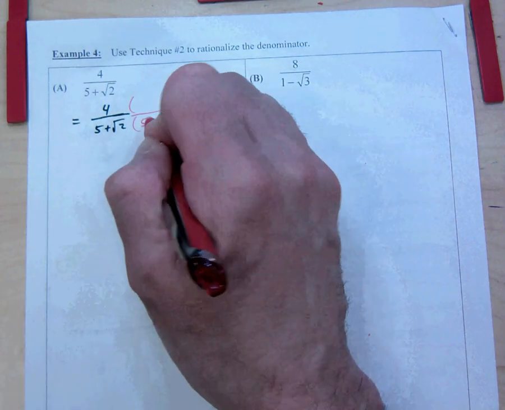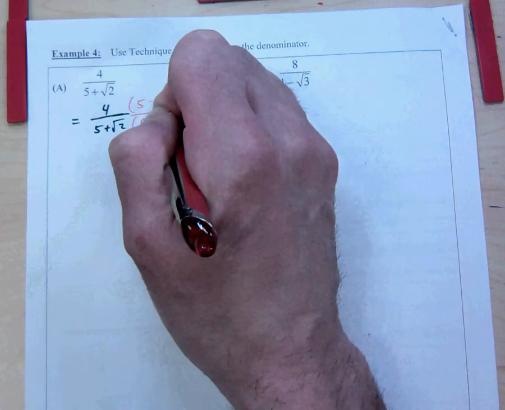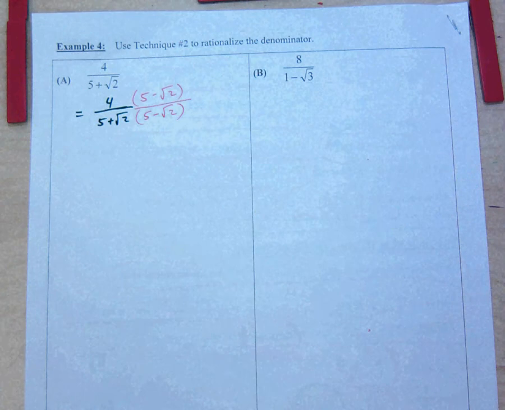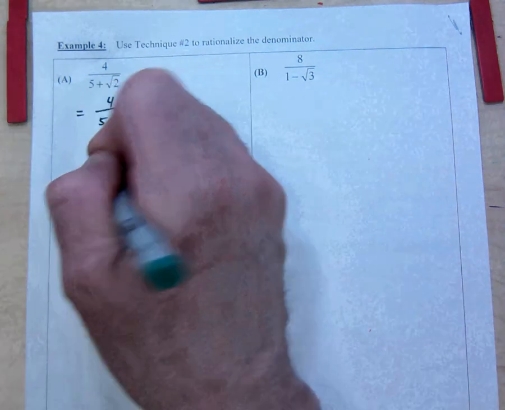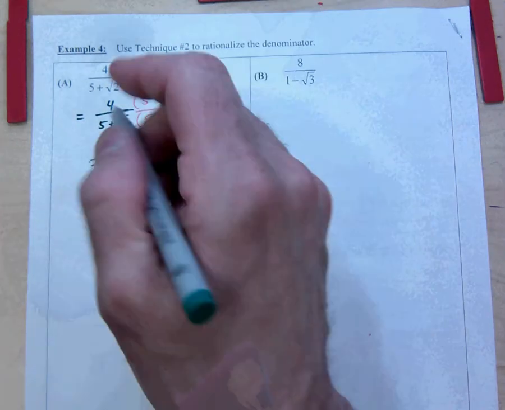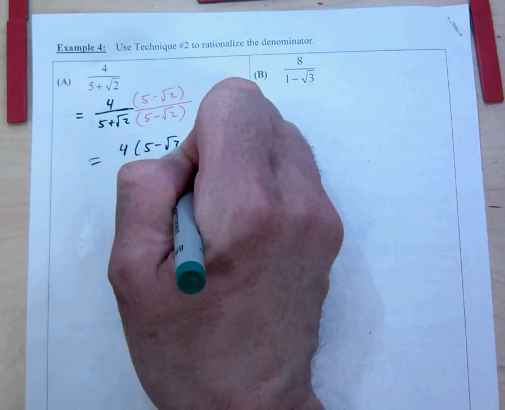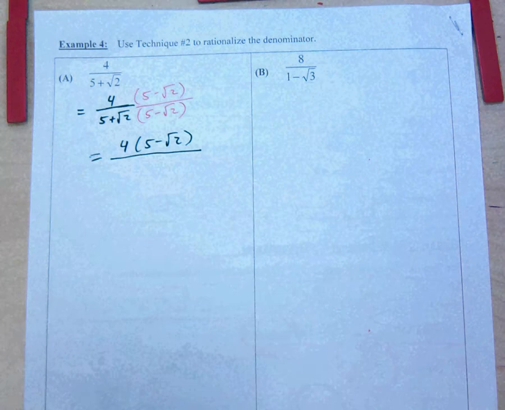5 minus square root of 2. Any questions so far? Okay, now, when you multiply the numerators, right now just leave it alone. Do not distribute that 4 on top. Just leave it as 4 times, in parentheses, 5 minus square root of 2. Don't do anything on top. All right, now in the bottom, notice something.